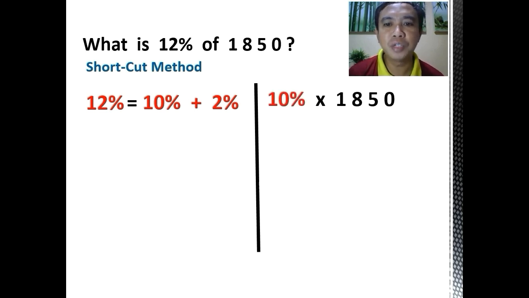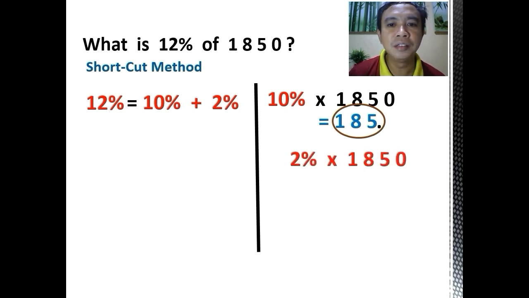Now, what is 10% of 1,850? To solve this, we simply move our decimal point 1 place to the left. So you have 185. Next, we look for 2% of 1,850. Now, since it is easier to multiply 1% instead of 2%, we will replace 2% by 1%. Now, what is 1% of 1,850?